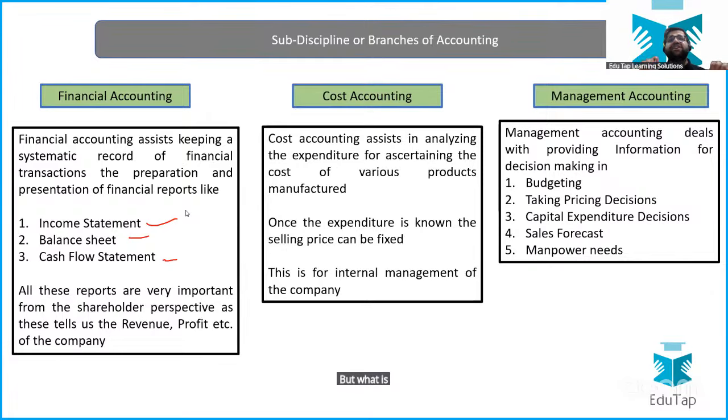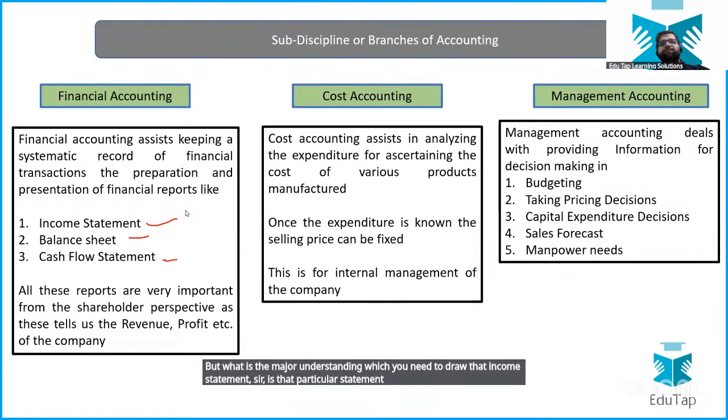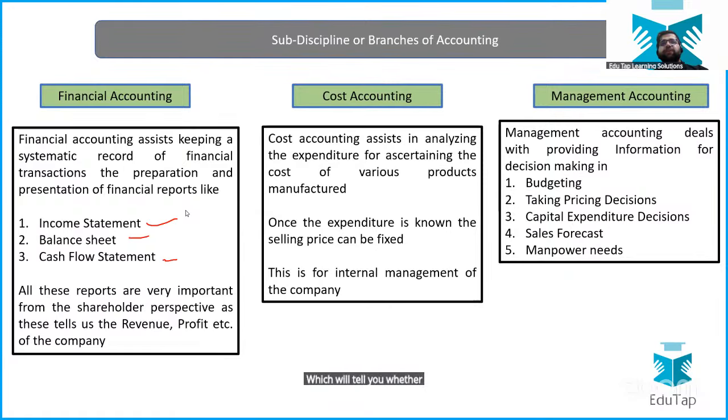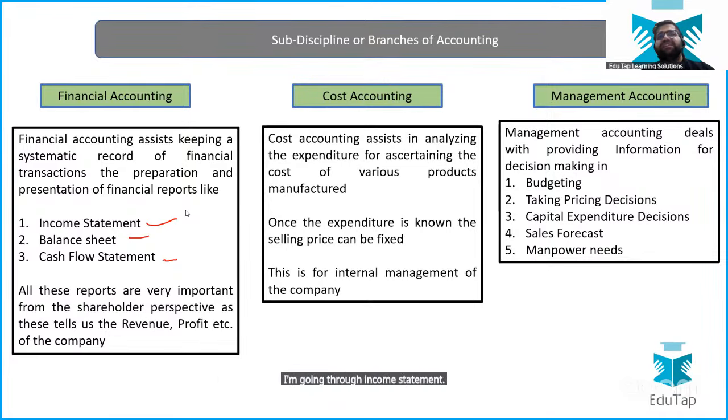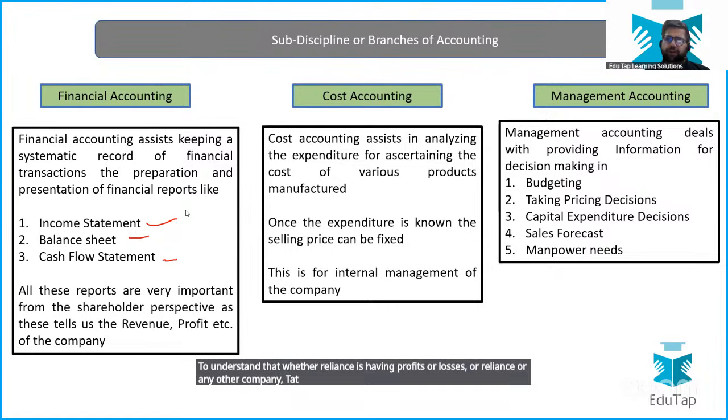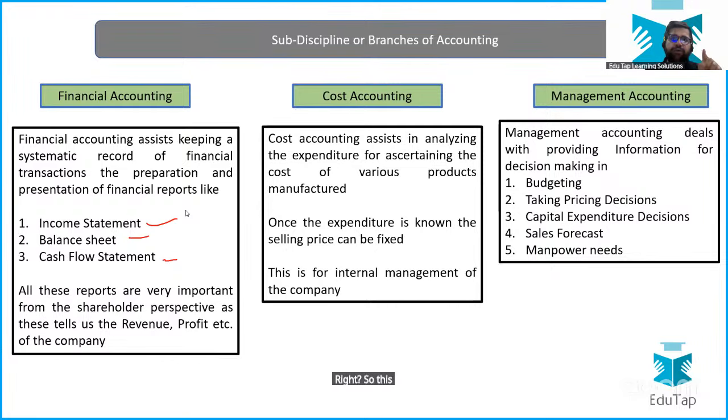But what is the major understanding which you need to draw? That the income statement is the statement which will tell you whether the company is in profit or loss, and this is a kind of summary only. I am not going through thousands of economic transactions. I am going through the income statement to understand whether Reliance, or any other company, Tata's, Adani's, and whatnot, is having profits or losses. Right, so financial accounting basically provides you three most important documents or basic summaries.